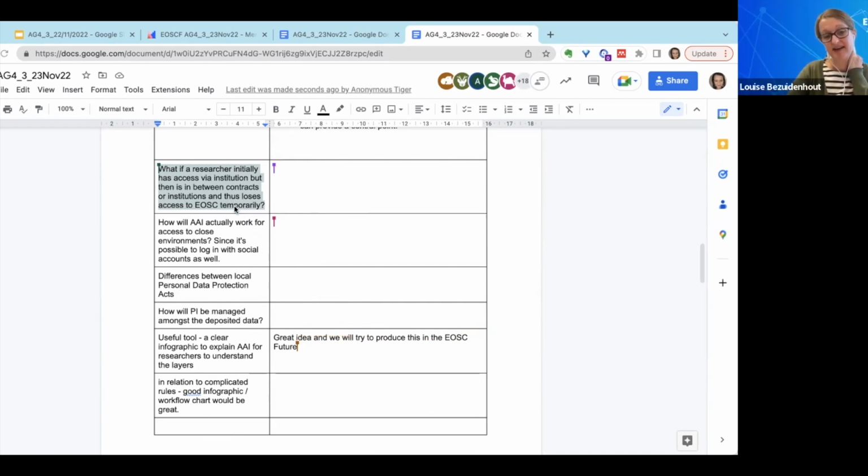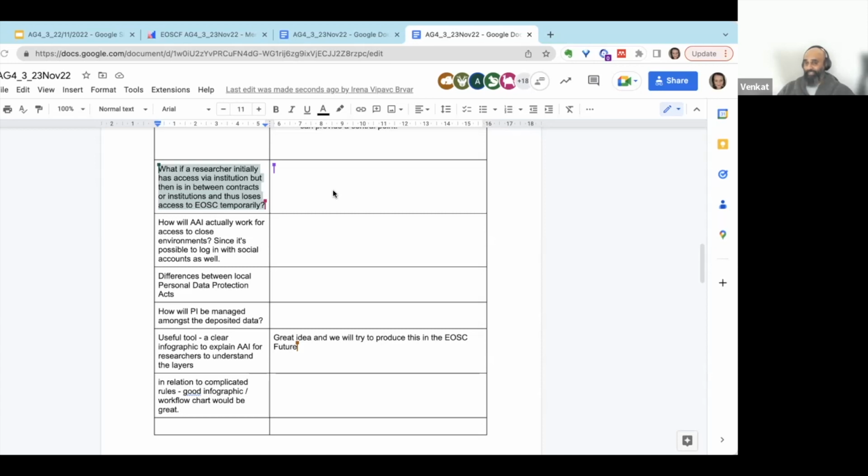So what if a researcher has access to EOSC via the AAI via their institutional sign-in, but then moves institutions and temporarily loses access to EOSC? Right. Okay. I don't actually know the answer to that. It depends on how long the time might be between switching from one job to another, because typically a person doesn't lose access immediately after they leave a job. But yes, I'm not entirely sure.